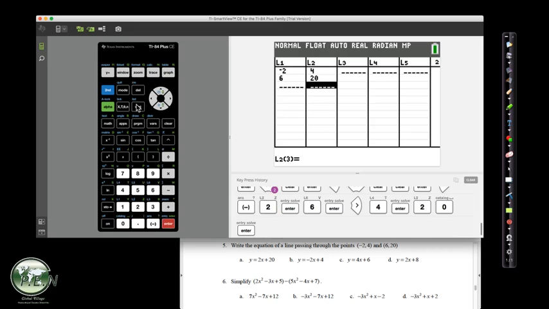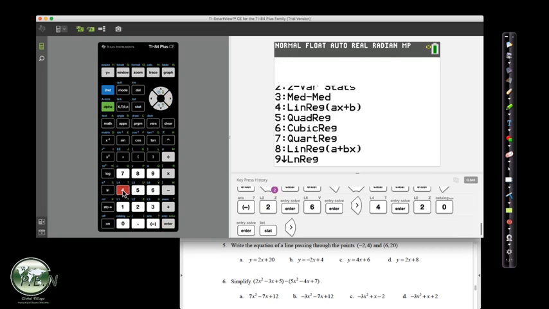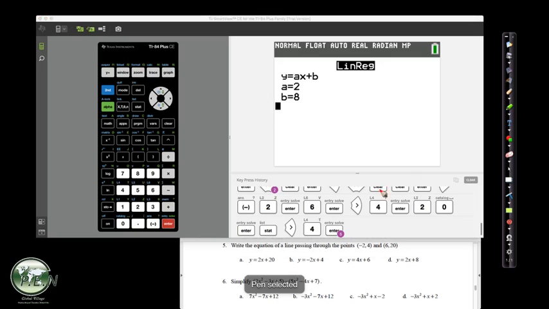Got them entered. We hit the Stat button. We go over to Calc. We go to number 4. We do our thing. Hit enter a bunch of times or once if you're in the TI-83. There's our equation. Y equals AX plus B. A is 2, B is 8. So that would be 2x plus 8, sitting right there. Notice, no work to show because we did it all on the calculator.